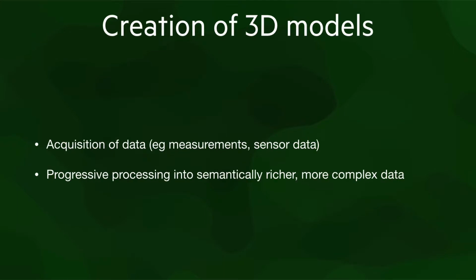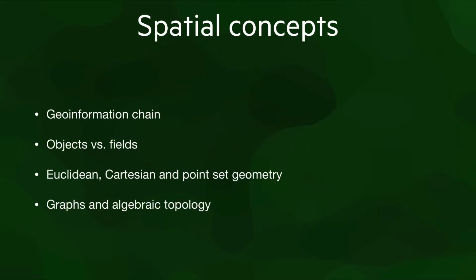They are also created using broadly similar processes, which start from the acquisition of simple data, such as individual measurements or data from a variety of sensors. The raw data is then iteratively processed to obtain new data, which is semantically richer and more complex. This brings us to the second topic of the lesson, which is about some important spatial concepts that are useful for the rest of the course.